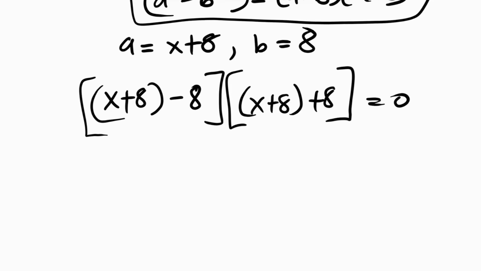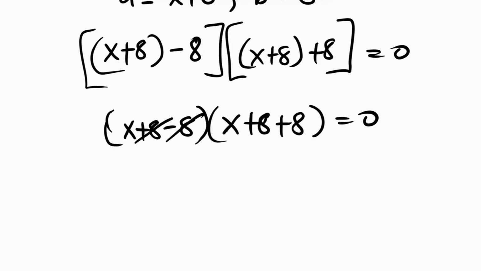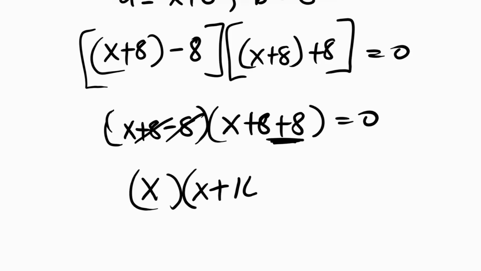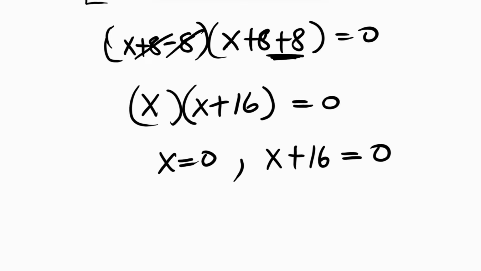If we open up the brackets, now we have x + 8 − 8, and we have x + 8 + 8 = 0. So the +8 and −8 cancel out, so we have x. 8 plus 8 is 16, so that becomes x + 16 = 0. So in this situation, x is equal to 0. That's one solution. We also have x + 16 = 0.